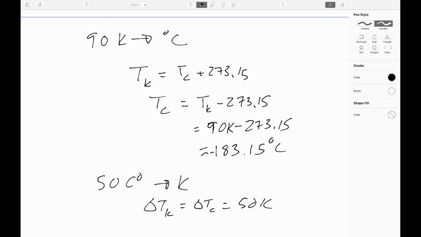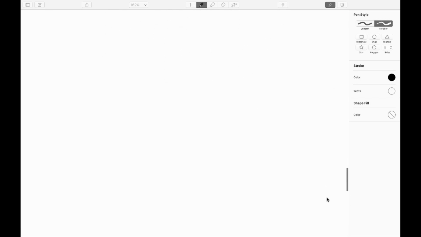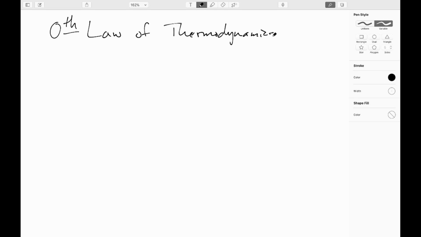Okay, so now to lead into the redefined SI definition of the Kelvin temperature scale, I need to introduce what's called the Zeroth Law. No, I'm not making that up. The Zeroth Law of thermodynamics. And why the heck is it called the Zeroth Law? I'm glad you asked.